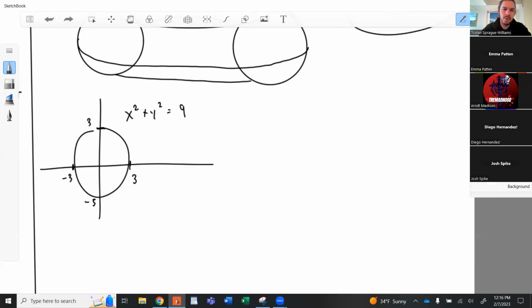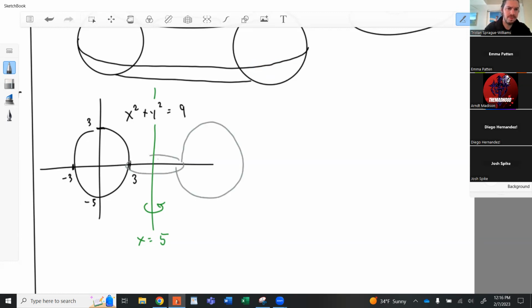Let's say we're going to revolve this around the axis x equals 5. So then the other half of the circle would be here, and here we are revolving around that axis to make our donut.